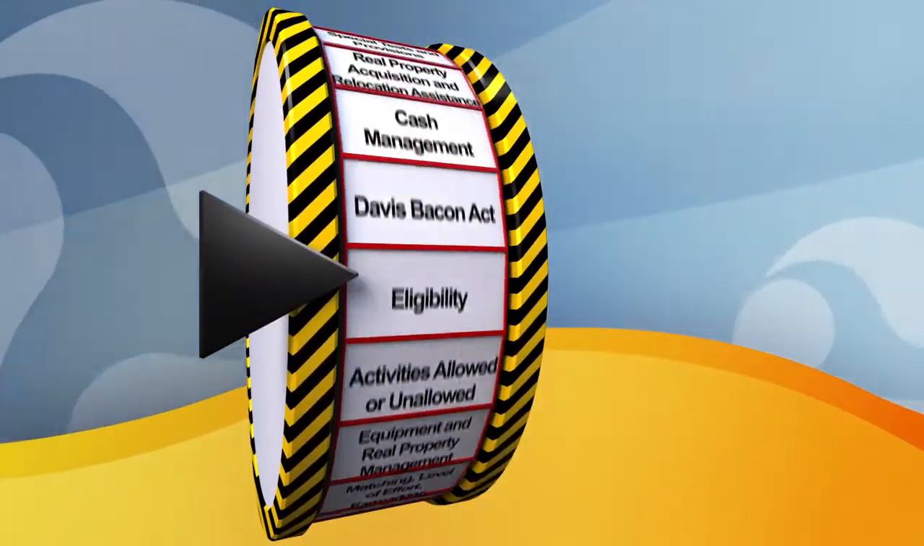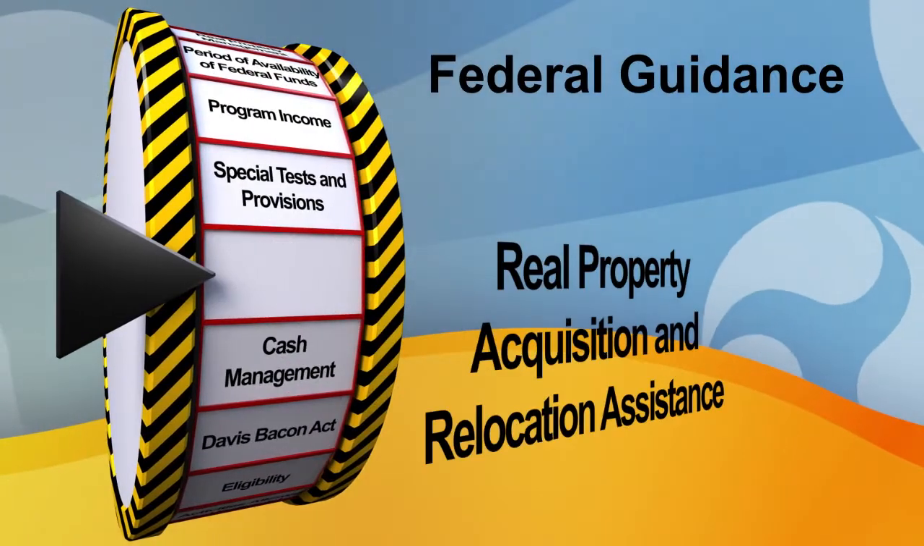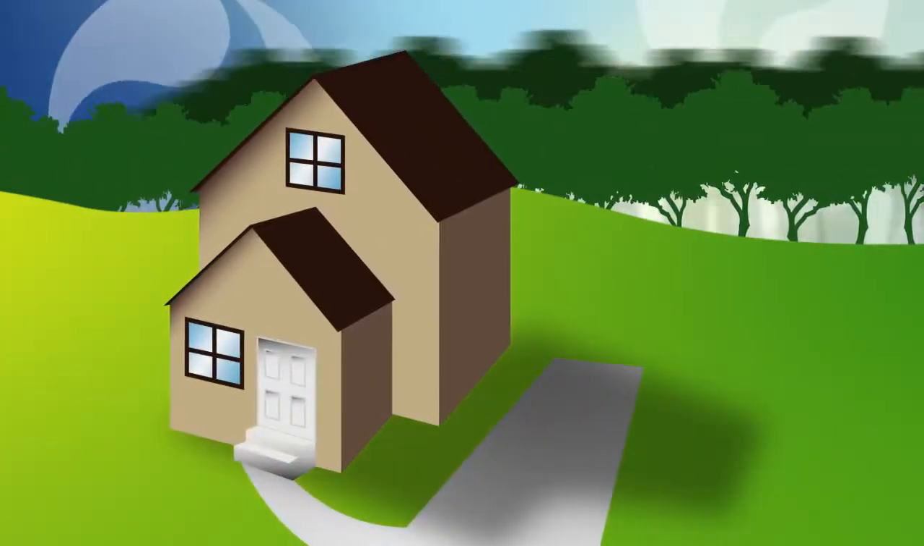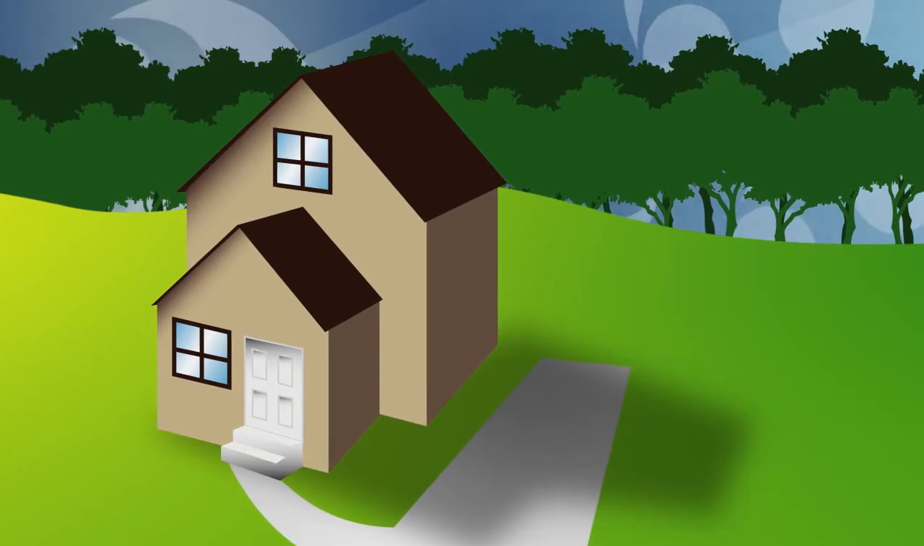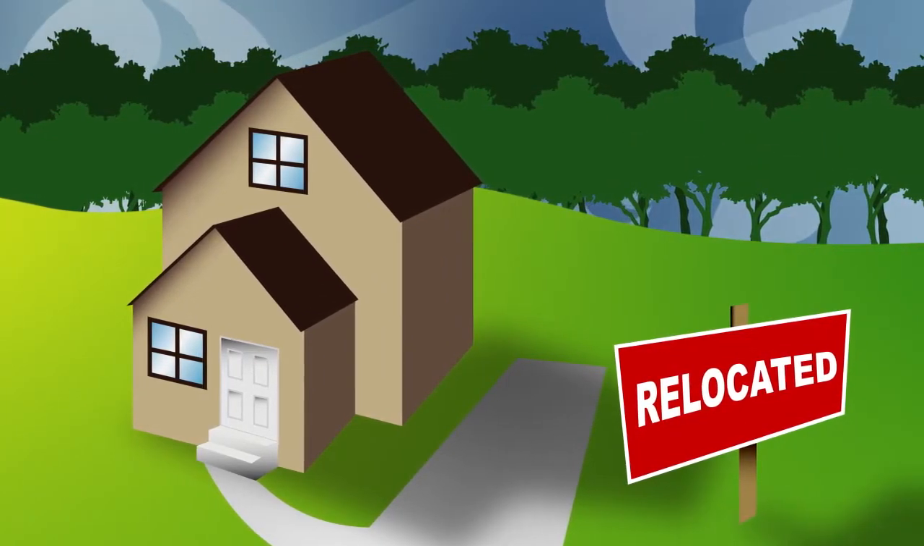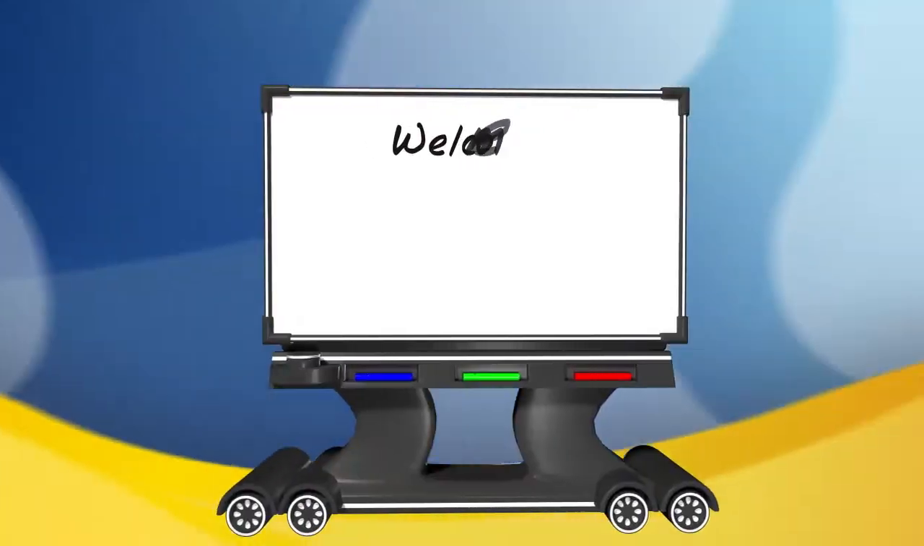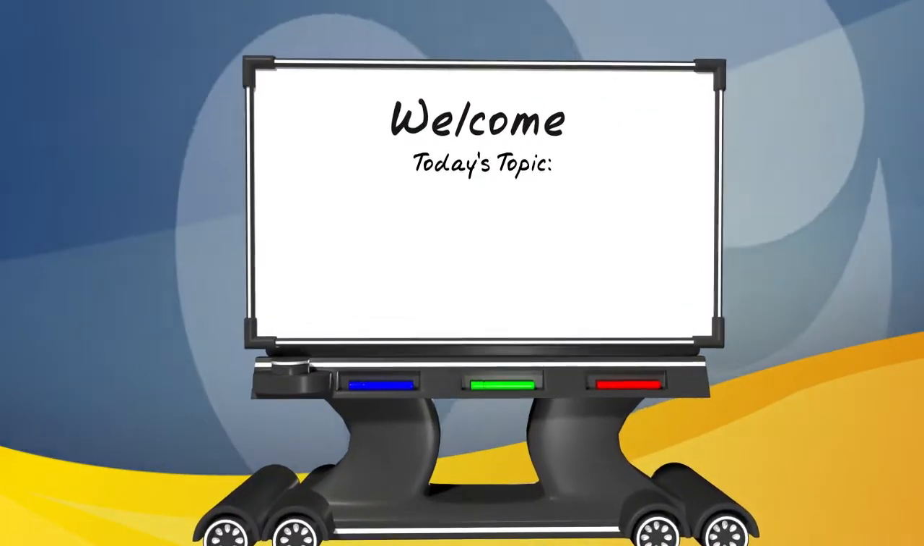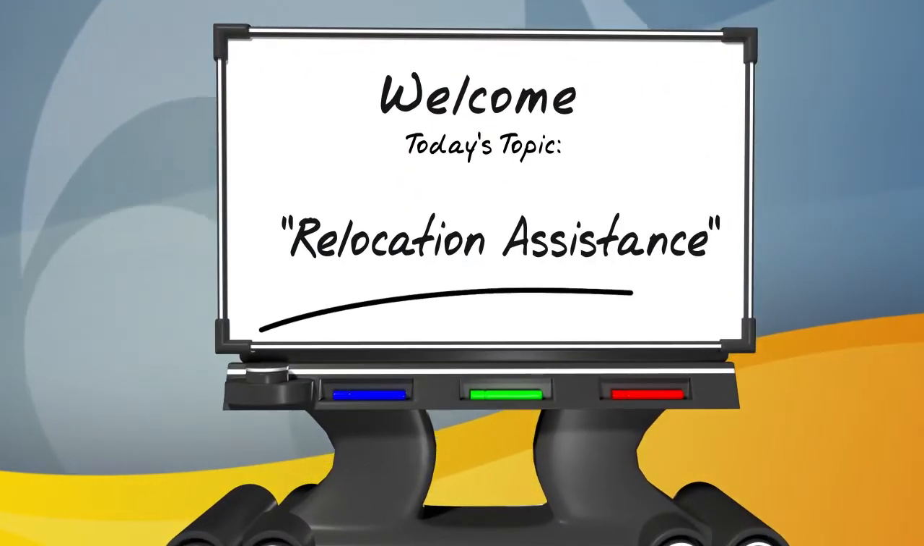Let's look at real property acquisition and relocation assistance. As an internal control activity, prior to your employees acquiring real property or handling relocation assistance, they are trained in the requirements of the Uniform Relocation Assistance and Real Property Acquisition Policies Act.